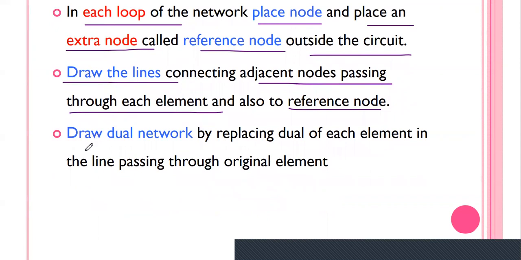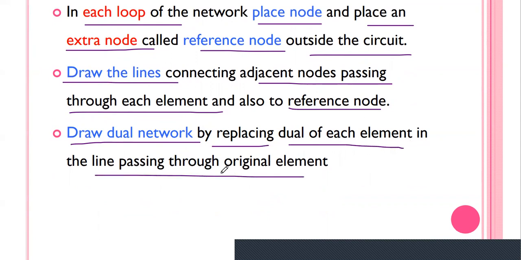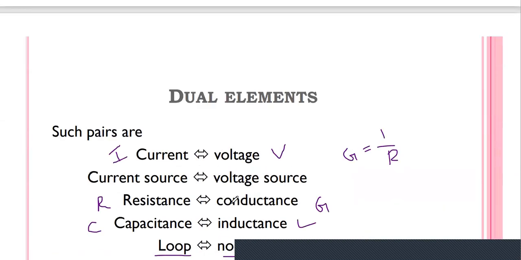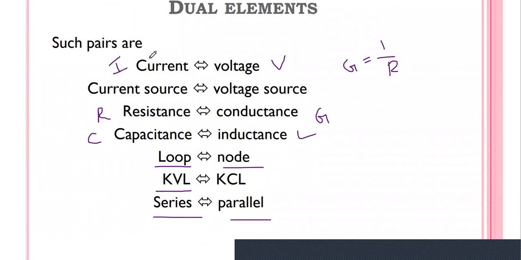And the third step: we have to draw the dual network. We are going to draw the dual network by replacing each element in the line passing through the original element with its dual. You already know the dual of each element according to this. If a current variable is available, the current is replaced by voltage.